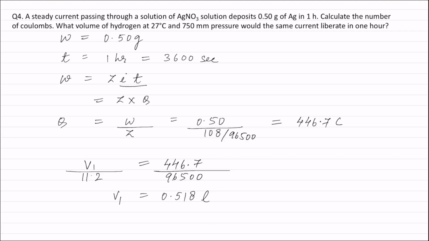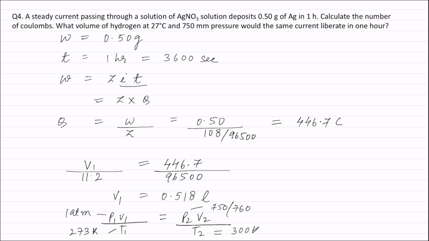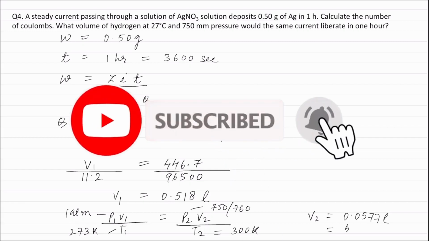Therefore, applying the formula P1V1/T1 = P2V2/T2, where P1 is 1 atmosphere, T1 is 273 Kelvin, V1 is given as 0.518 liters, P2 is 750/760 atmospheres, V2 we have to find out, T2 is given as 300 Kelvin. Solving this equation, the value for V2 is equal to 0.0577 liters, or it is also equal to 57.7 milliliters.